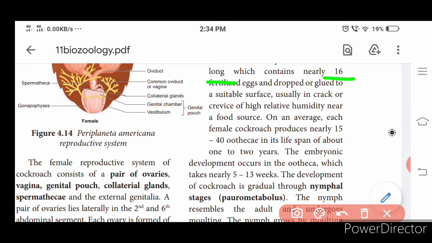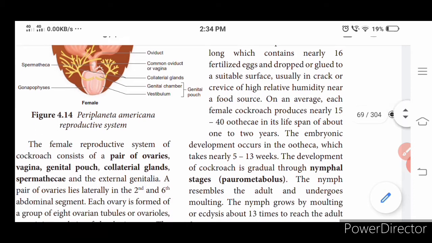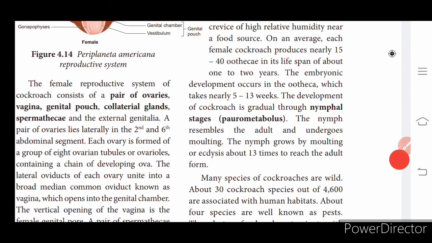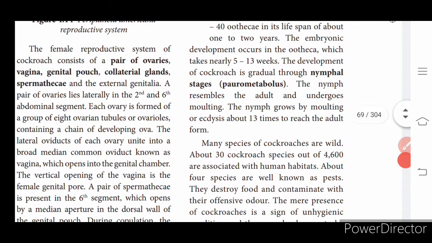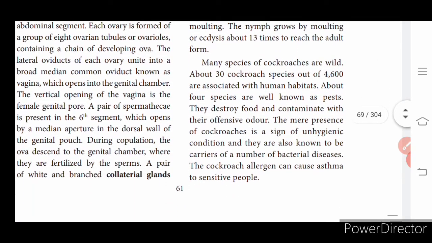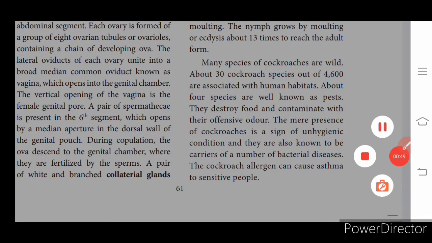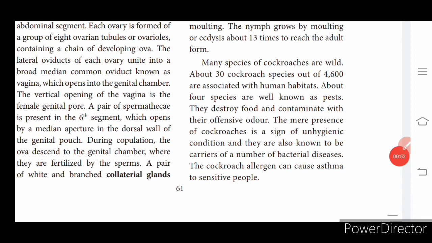So it carries the fertilized eggs and lays them in a safe and comfortable place so that the young ones will be formed. The embryonic development occurs inside the ootheca. It takes about 5 to 13 weeks for the development, and the gradual development to the nymphal stage occurs in the cockroach, and it is also called ecdysis. The molting process, stage by stage, it just leaves off the skin to form the other skin. Once it is growing, the outer exoskeleton falls off. That is called molting, or ecdysis.